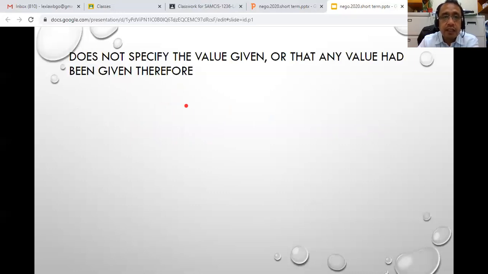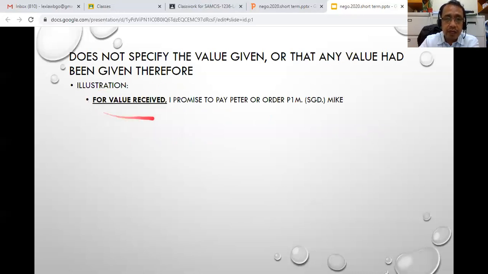Next one: does not specify the value given or that any value has been given therefor. What is meant by value given? Okay, let's illustrate. This is what it means by value given, or for value received. You might have noticed that in our previous examples, whenever I make a promissory note, I always use this phrase: I promise to pay Peter or order 1 million pesos, signed Mike. I never used the phrase for value received. Even if I omit this phrase, the instrument would still be considered a negotiable instrument.